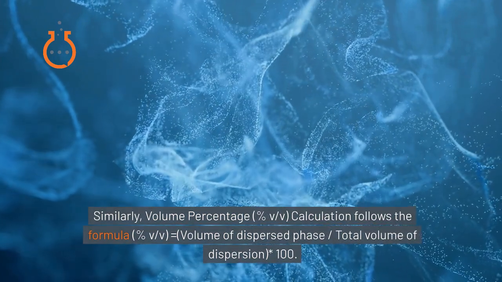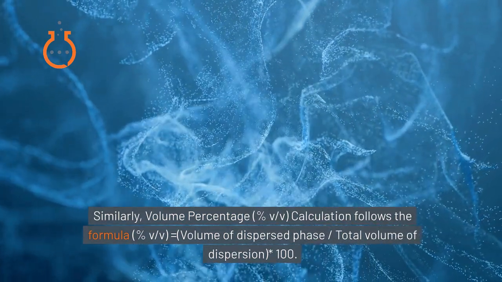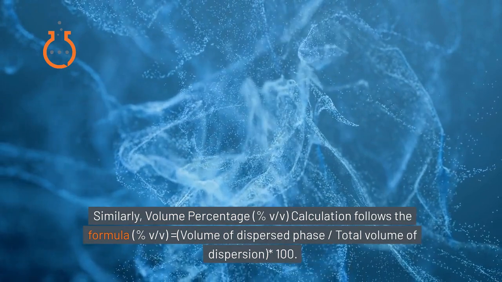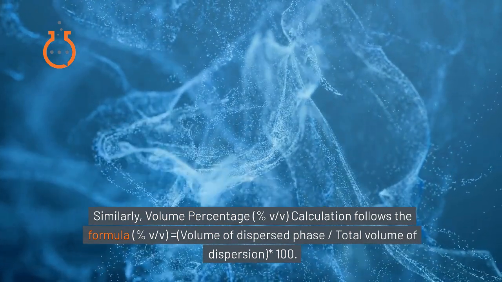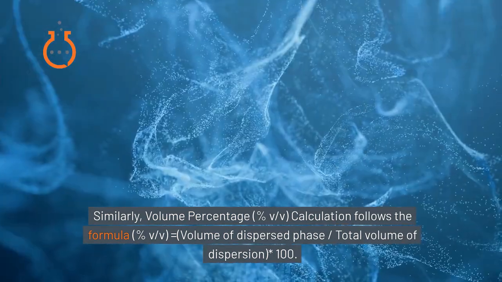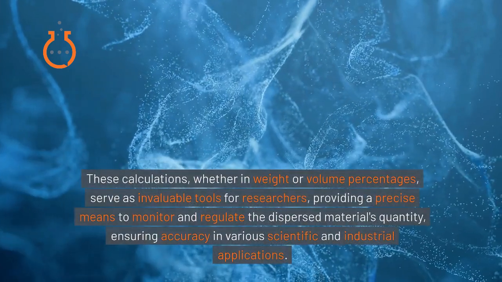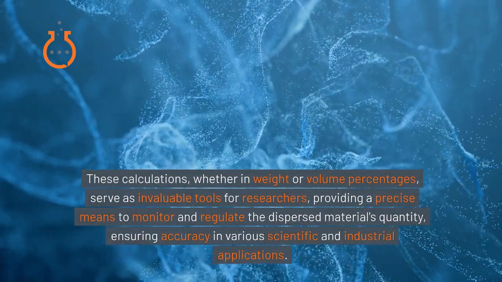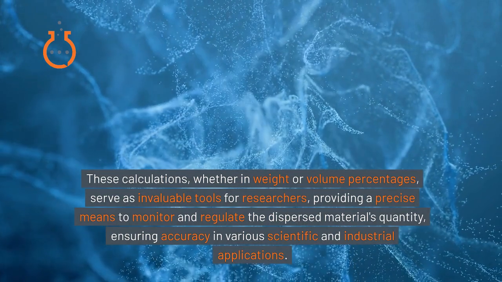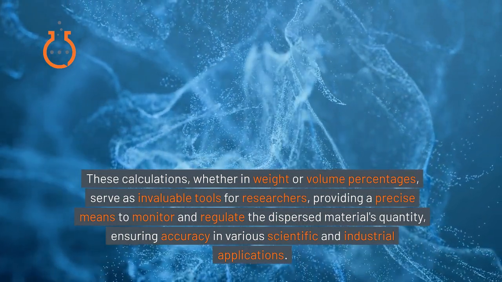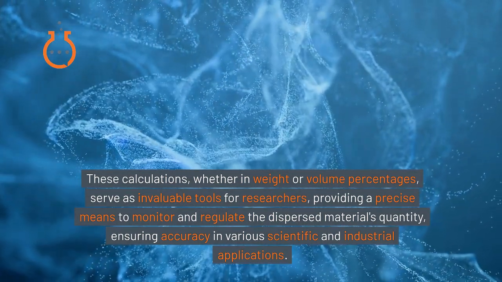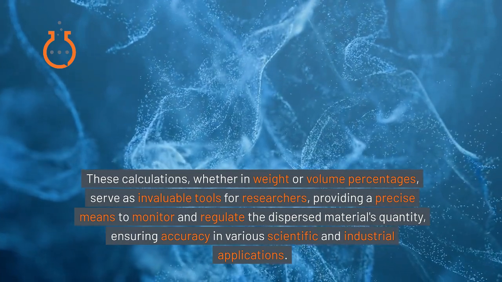Similarly, the volume percentage, percent V, follows the formula, percent V equals volume of dispersed phase divided by total volume of dispersion, times 100. These calculations, whether in weight or volume percentages, serve as invaluable tools for researchers, providing a precise means to monitor and regulate the dispersed material's quantity, ensuring accuracy in various scientific and industrial applications.